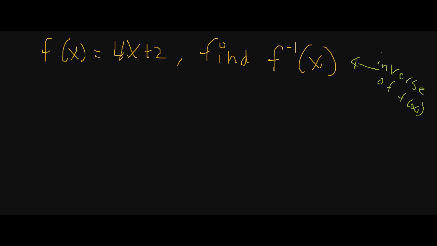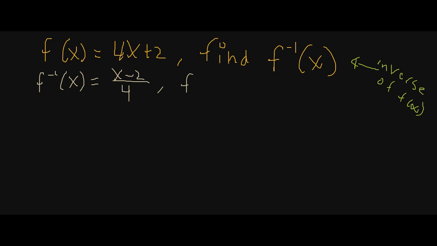So if I wanted to find the inverse of this function, let me rewrite that one more time. What's the opposite of adding 2? It's just subtracting, so x minus 2. And then what's the opposite of multiplication? That's just dividing by 4. So our problem is done. That's our answer.